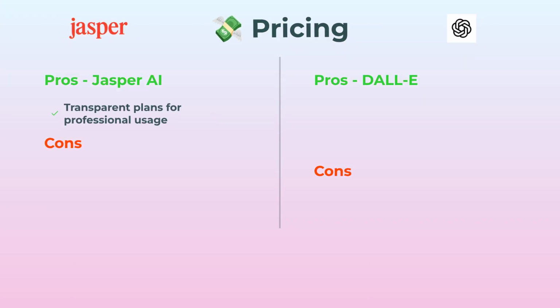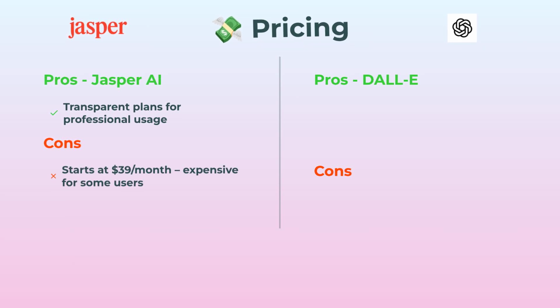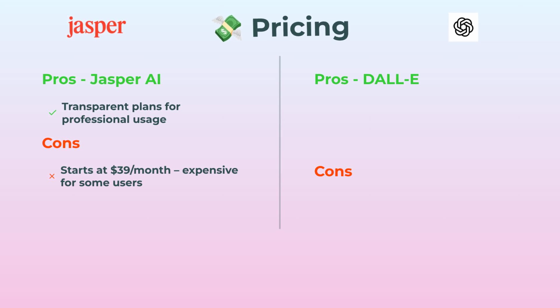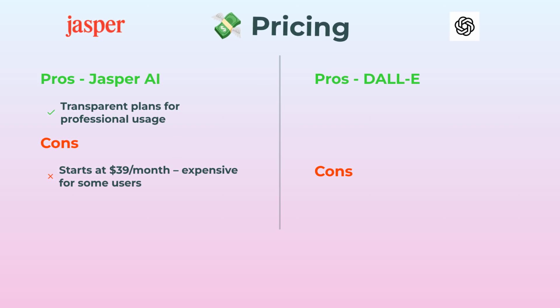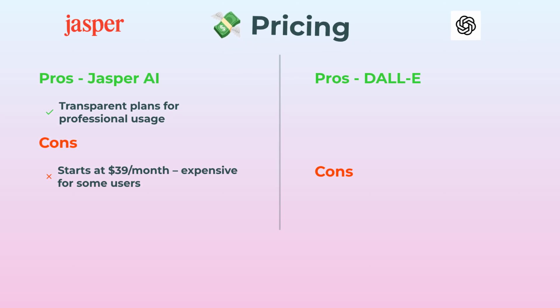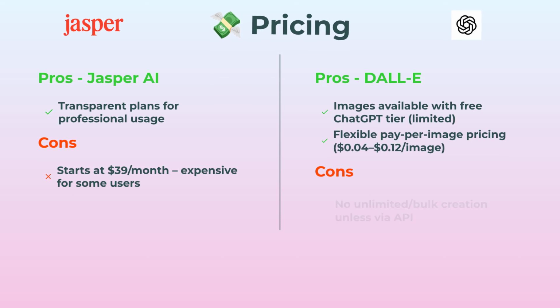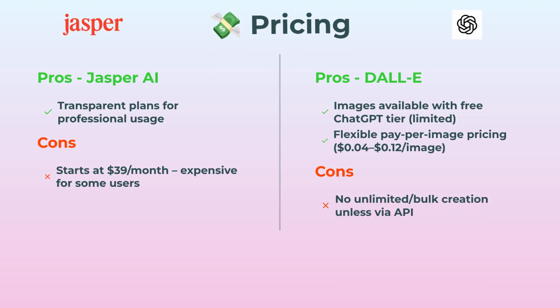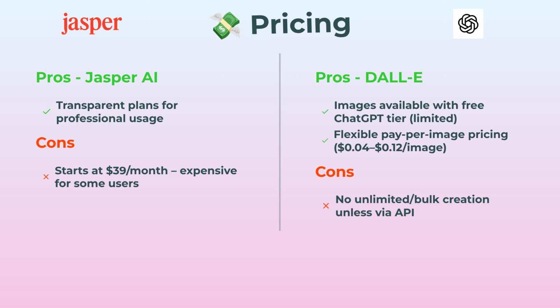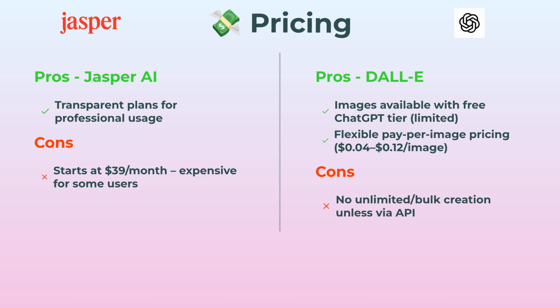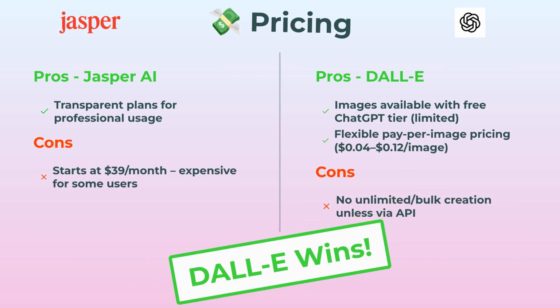Let's talk money. Pricing. So, Jasper is super upfront with their plans. Perfect for serious users. But let's be totally honest. Starting at $39 a month means it's not exactly pocket change for casuals. Now, DALL-E actually lets you generate images even on the free ChatGPT tier, though you only get a few per month. Beyond that, pay-per-image pricing is pretty flexible, like 4 to 12 cents per image. No true unlimited option unless you're into API wizardry, but still, way cheaper if you're not making a ton. DALL-E scores here for affordability.